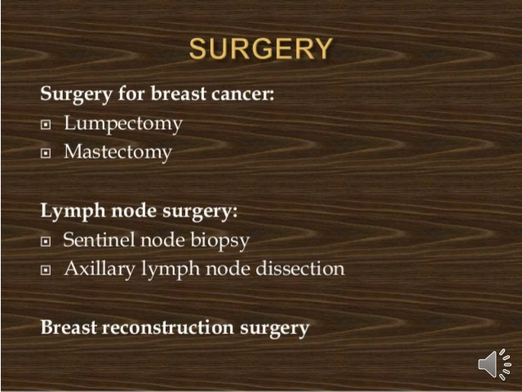First, surgical options for the breast tumor. There are lots of surgeries for breast cancer. First surgery is lumpectomy, second is mastectomy, then lymph node surgery. Under lymph node surgery there are two types of surgery: sentinel node biopsy and axillary lymph node dissection. And then the next surgery is breast reconstruction surgery. Now we will see the surgeries one by one.